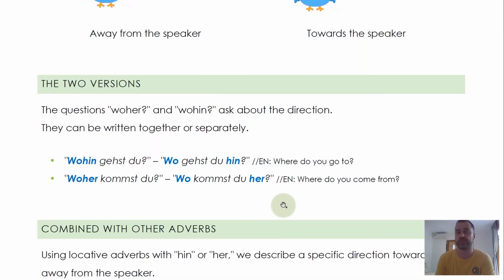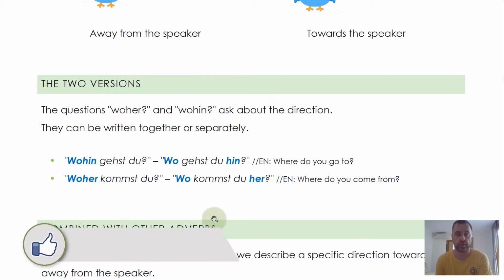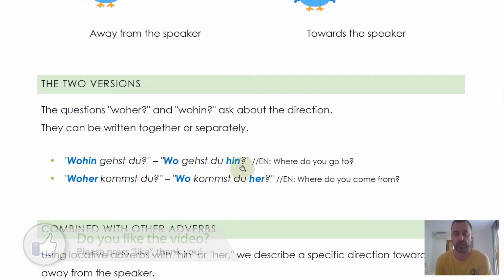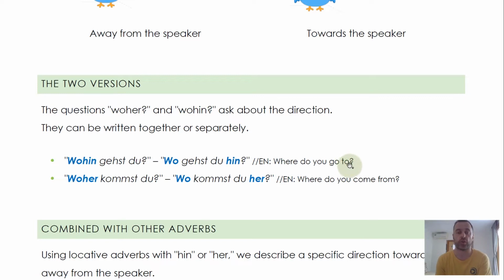But there are also two versions of it. You've probably seen that already. But that's actually very similar to English, because the questions woher, where from, and wohin, where to, always ask about directions, and they can be written together or separately. So in German you have the version together, but also separated, similar to English. Like wohin gehst du or wo gehst du hin? Both mean where do you go to? Woher kommst du oder wo kommst du her? Where do you come from?